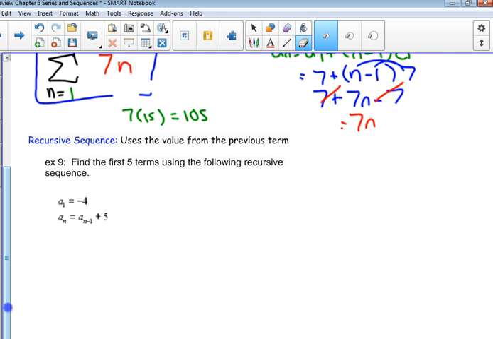All right, last one. And this is something that gave you guys some issues because you forget about it. It doesn't come up a lot, but when it does, it's a little tricky. The recursive sequence.